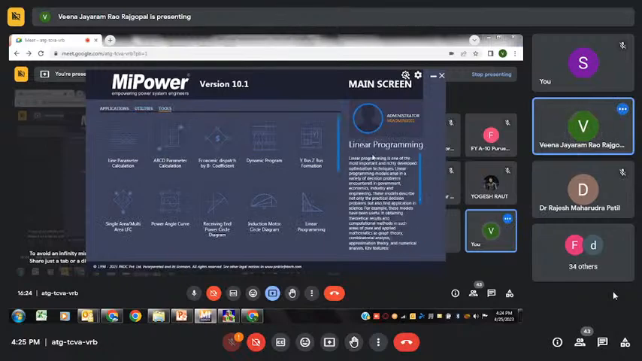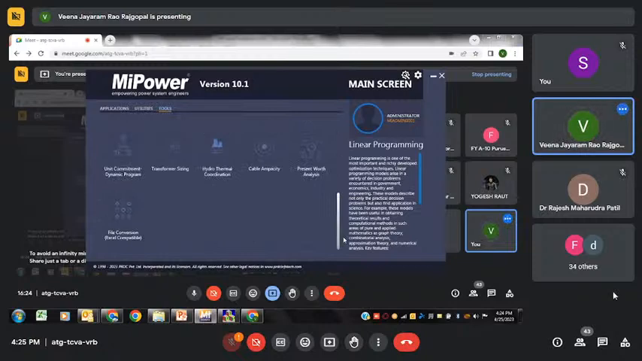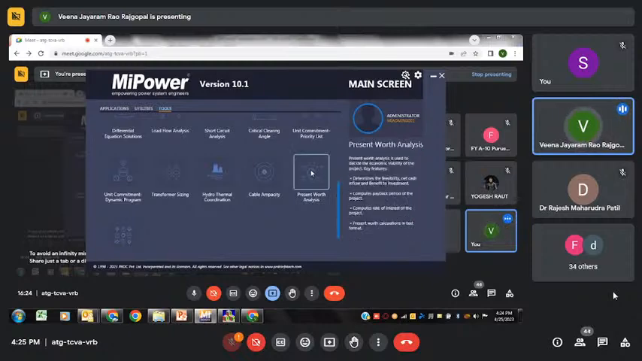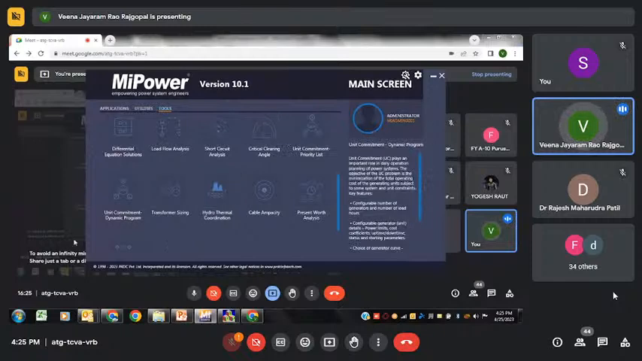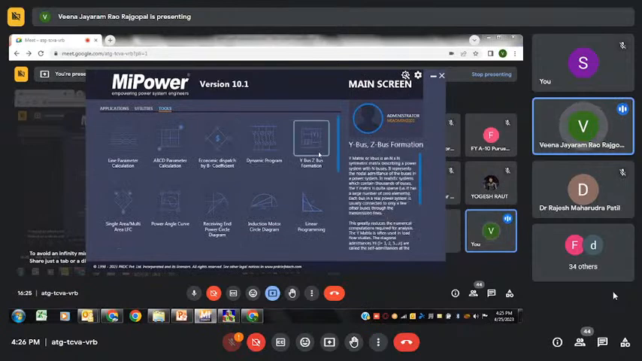Next are the tools. These are small utilities or programs that don't require much system data. For example, you have the present worth analysis. This is basically a financial analysis where you give the investment, the rate of interest, and those kinds of things. Based on the life period of the project, it will tell whether it is beneficial or not. You also have small studies like unit commitment, critical clearing time, the differential equation solution, and Y bus and Z bus formation.